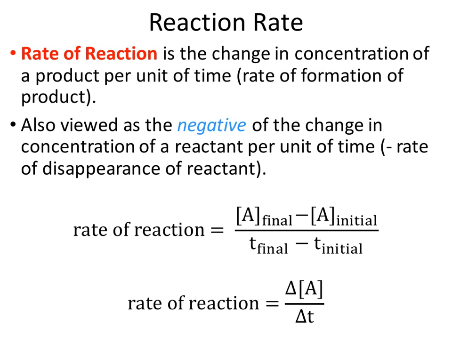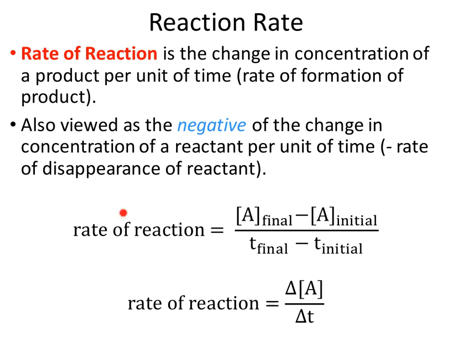So what is a rate of reaction? It's looking at the change in concentration of a product per unit time. Now that's the rate of formation. Now you can also take the rate of consumption of a reactant or the disappearance, and that would be the negative of that rate.